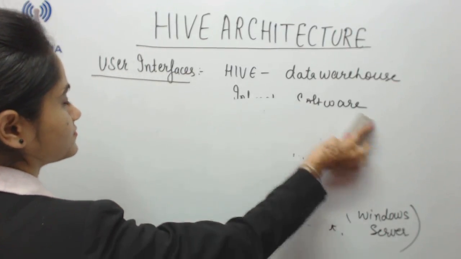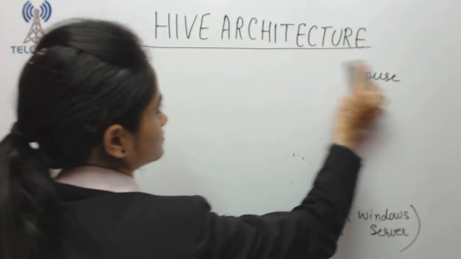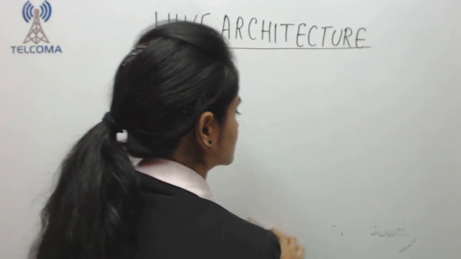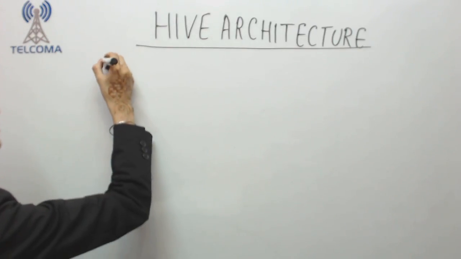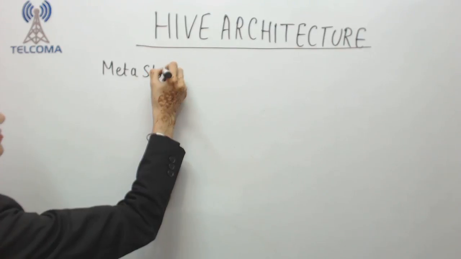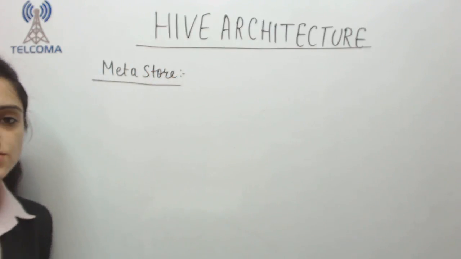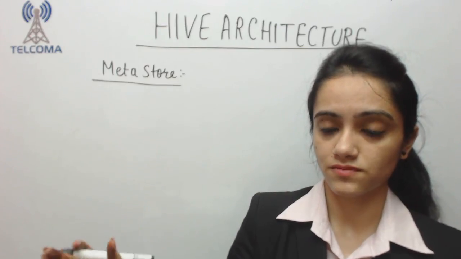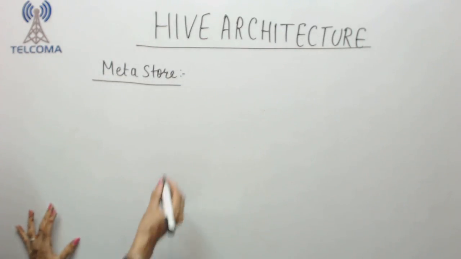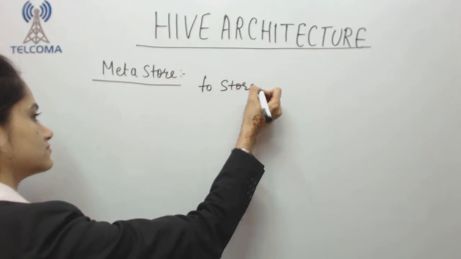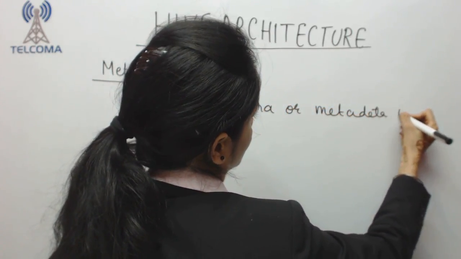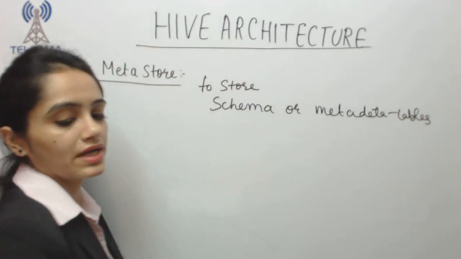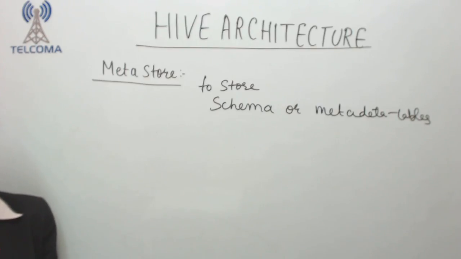Next we have Metastore. What is Metastore? Now, HIVE chooses respective database servers so that it can store the schema or metadata tables. So it has a respective database server so that it can store the schema or metadata tables.